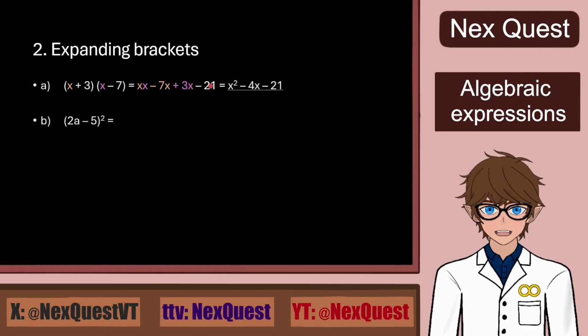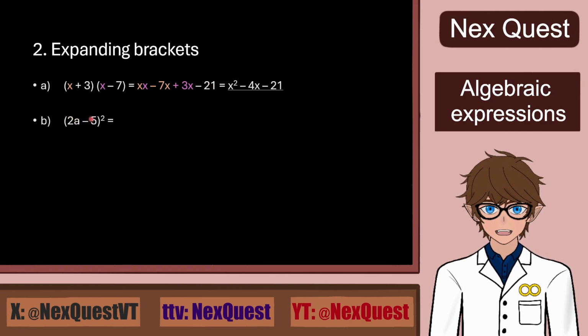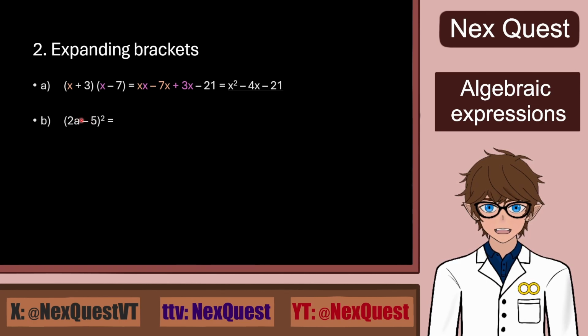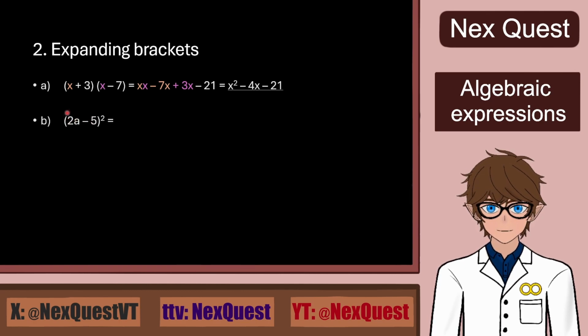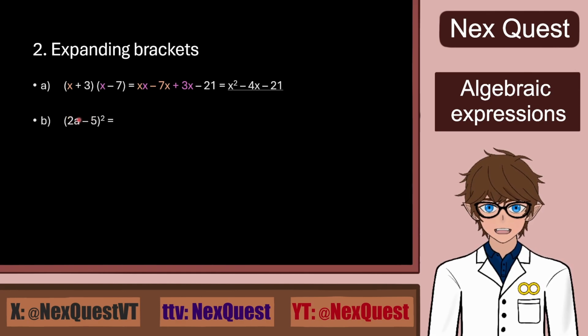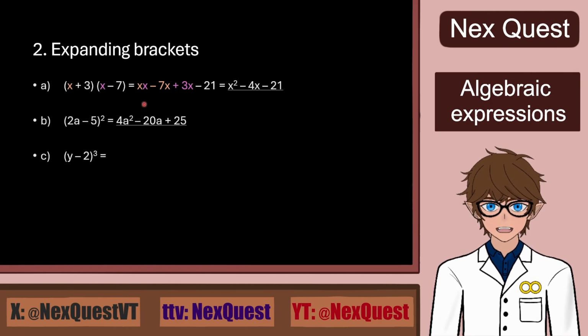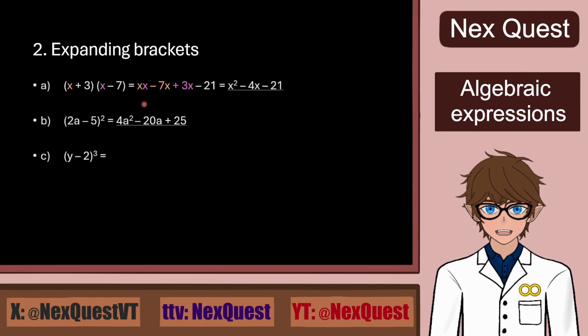We have 2a minus 5 all together squared. That one's not hard. We square the first part, we get 4a squared. We square the last part, we get 25. The center is minus 2ab, which is 2 times 5 is 10. 2 times 10 is 20, so minus 20a in the center. This is the solution.